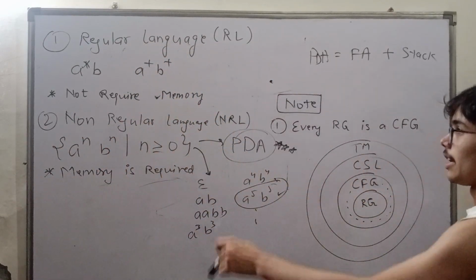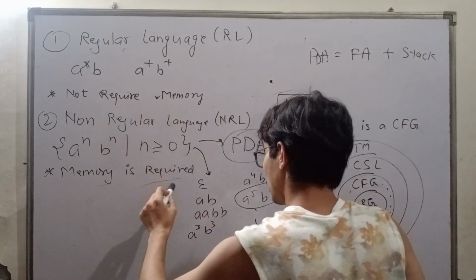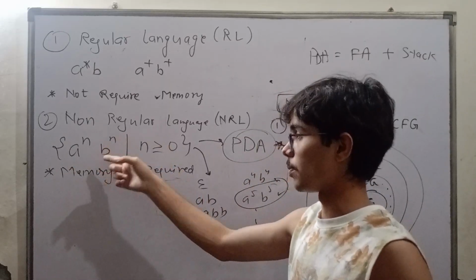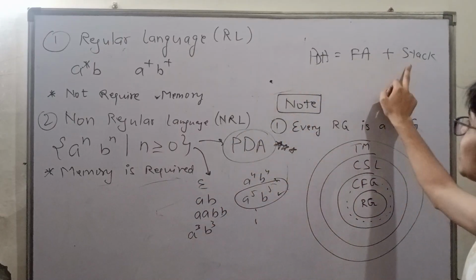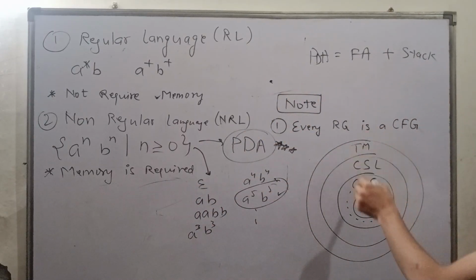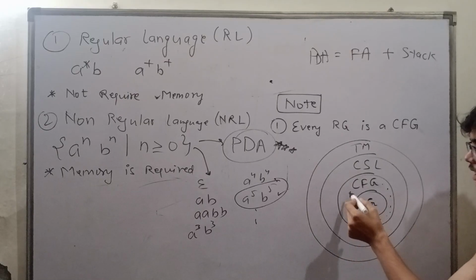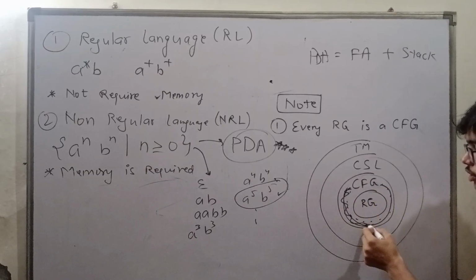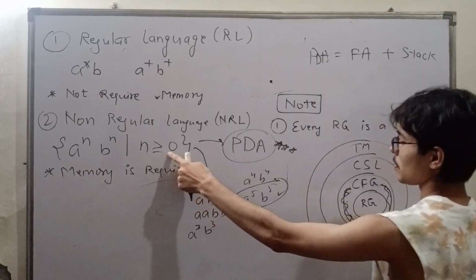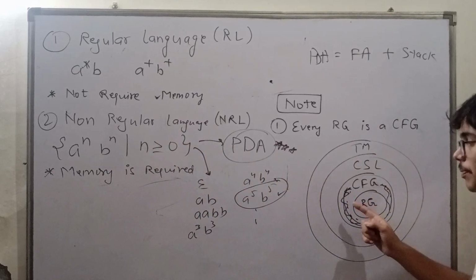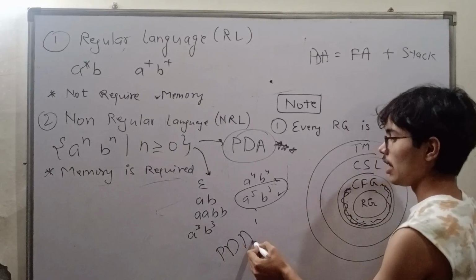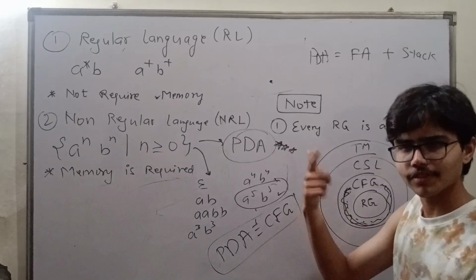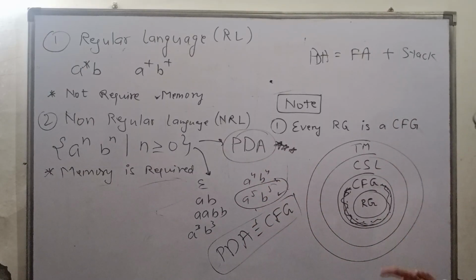Regular language does not require any memory. Non-regular language requires memory. Why is memory required? To analyze how many A's and how many B's there are. Extra memory, meaning a stack, is required to solve this. So this is where the PDA comes in. This is the language solved by a PDA. For a PDA, you can also write an equivalent context-free grammar. We study that further when we study PDA. That's the overview for this.